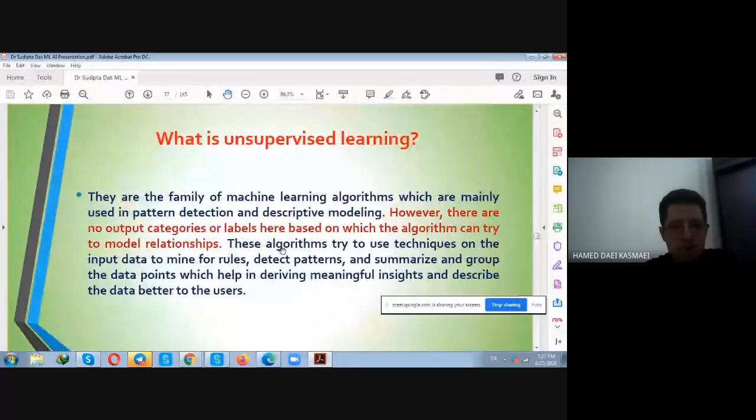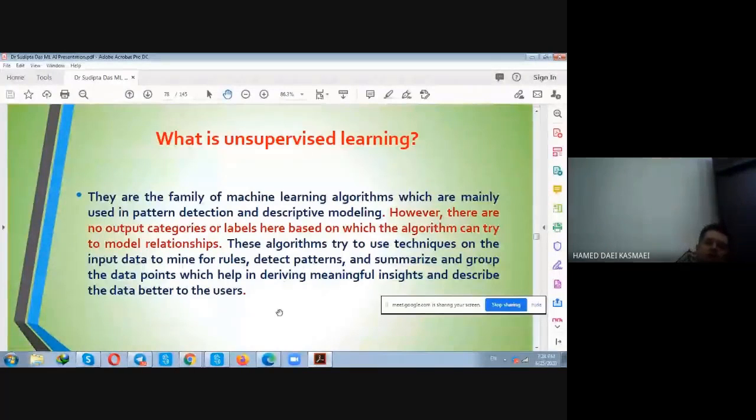There is a family of machine learning algorithms which are mainly used in pattern detection and descriptive modeling. Here, there are no output categories or labels on which the algorithm can base a model of relationships. These algorithms try to use techniques on the input data to mine for rules, detect patterns, and summarize groups of data points, which helps in deriving meaningful insight and describing the data better to the users.